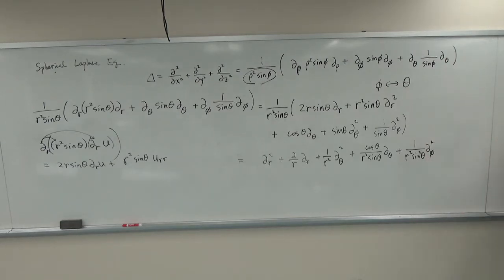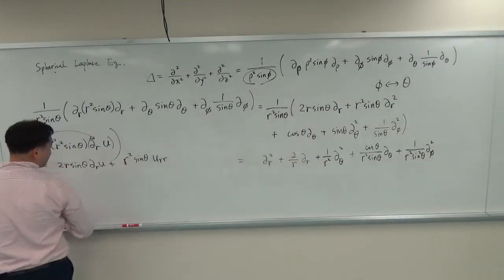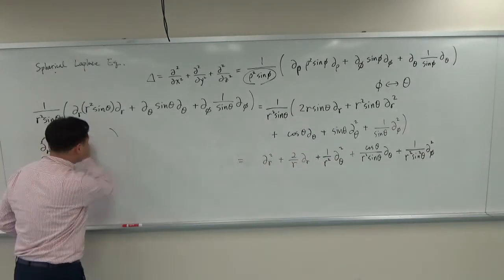Okay. And remember, phi is this one, so phi goes between negative pi and pi. And then what's the range of theta? All right, so now you're ready to actually write down the differential equation.